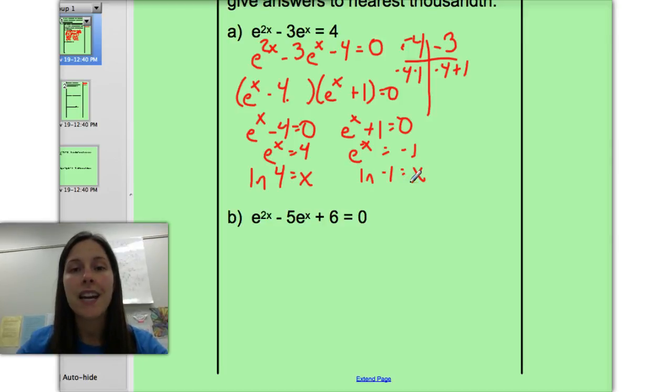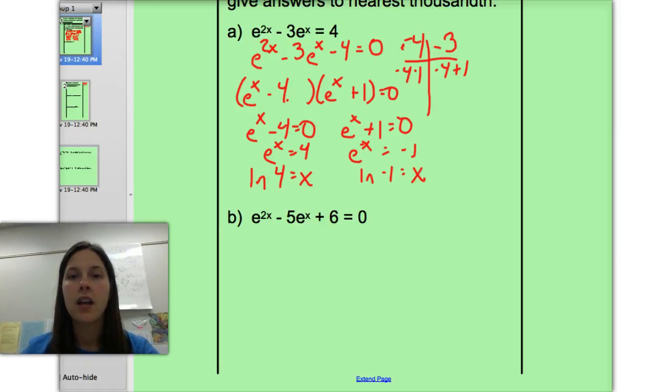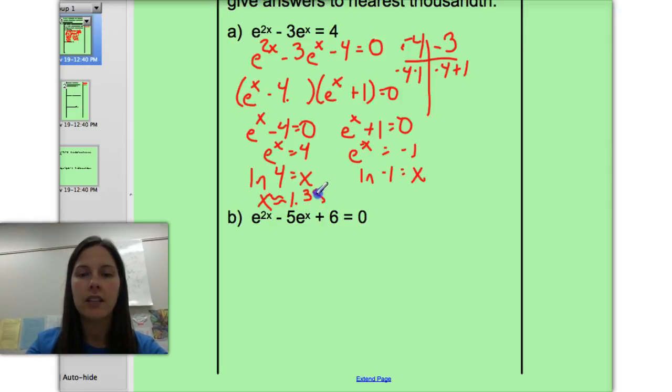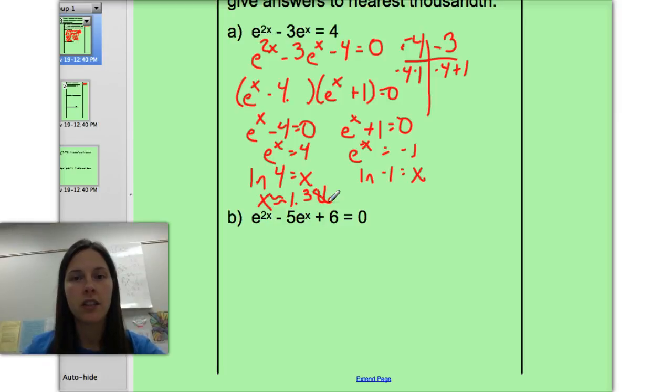So those would be our exact answers, and if we want to punch those into our calculator, we can get our decimal approximations. So for our first one, natural log of 4, I got a decimal approximation of 1.386. For the second one, when you punch that in your calculator, you get an error because the domain for log functions is greater than 0, or positive. So this would be an extraneous solution.